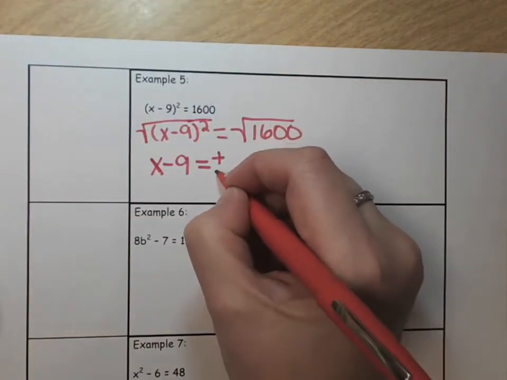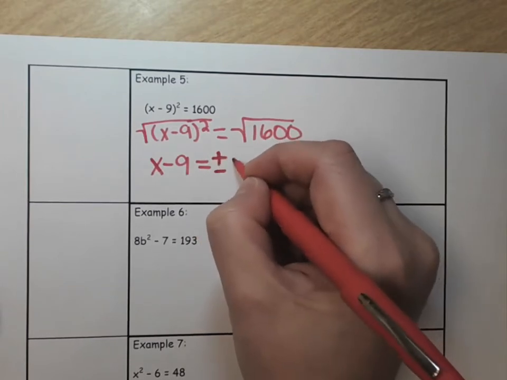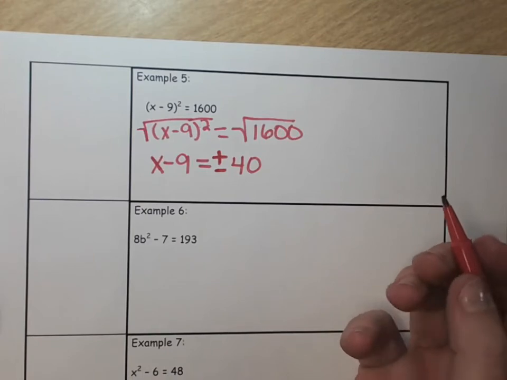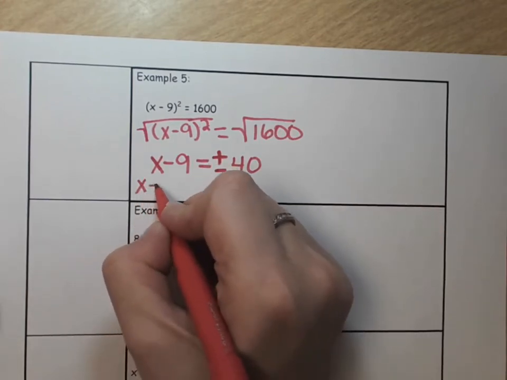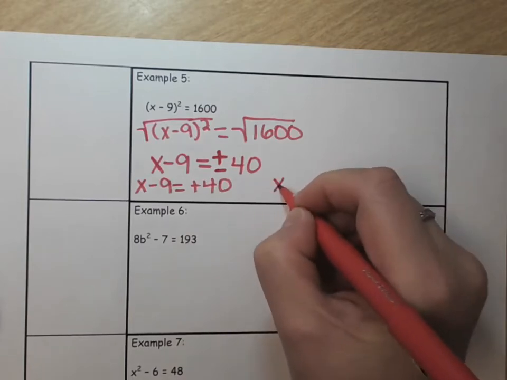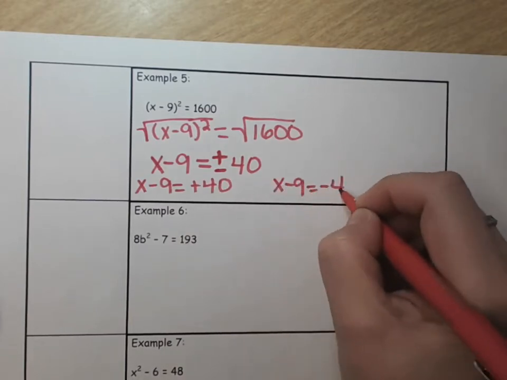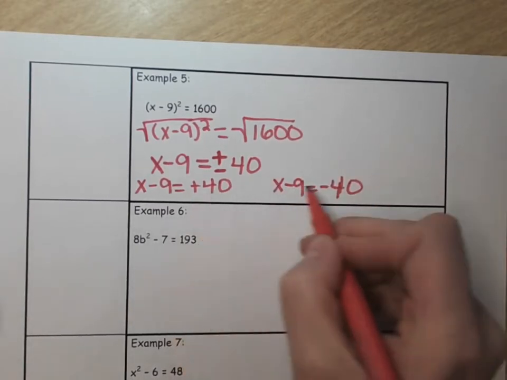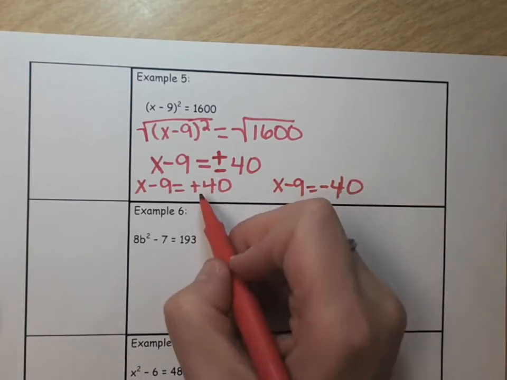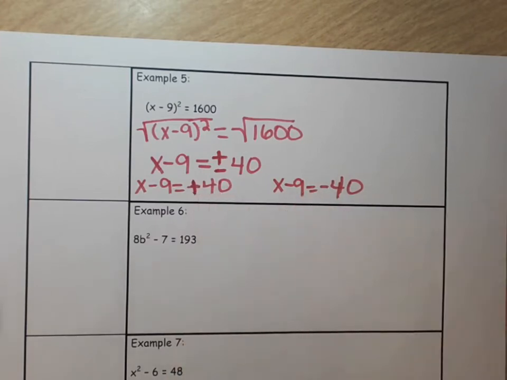So this is where I'm going to put my two symbols. It's either plus or it's a minus 40. I'm going to write it two ways. I'm going to say x minus 9 equals positive 40, and I'm going to write x minus 9 equals negative 40. Because it can be either one, I'm going to have two answers. Just like I had a positive and negative on the other side, I'm going to have a positive and a negative maybe. They might both be negative, just different numbers.